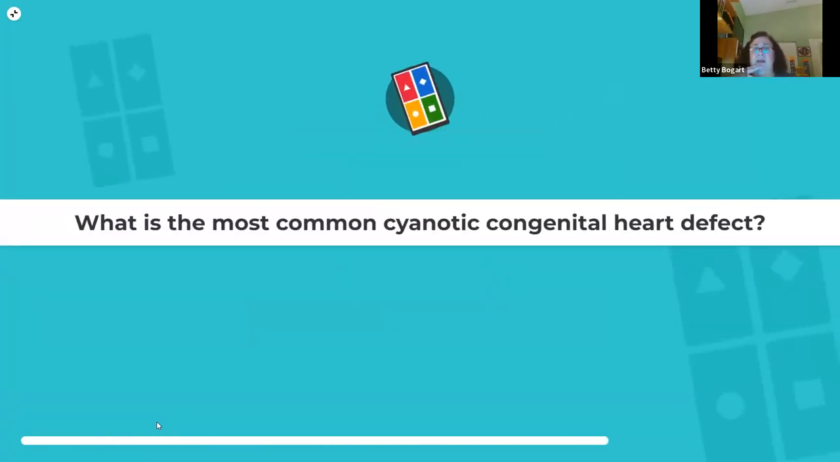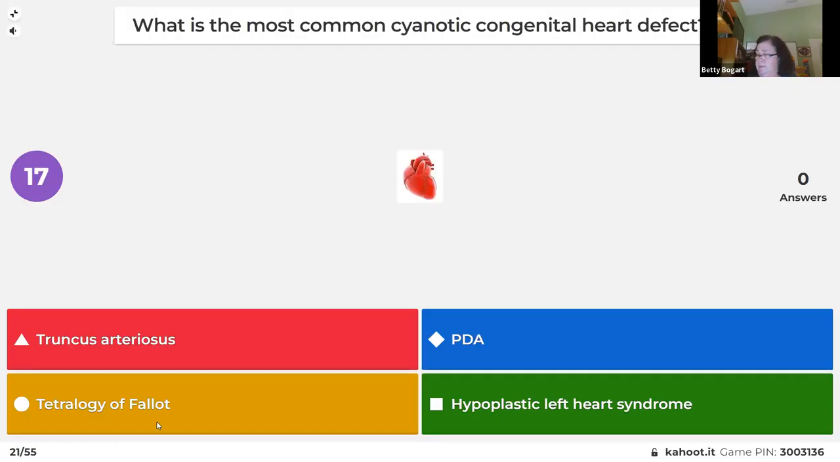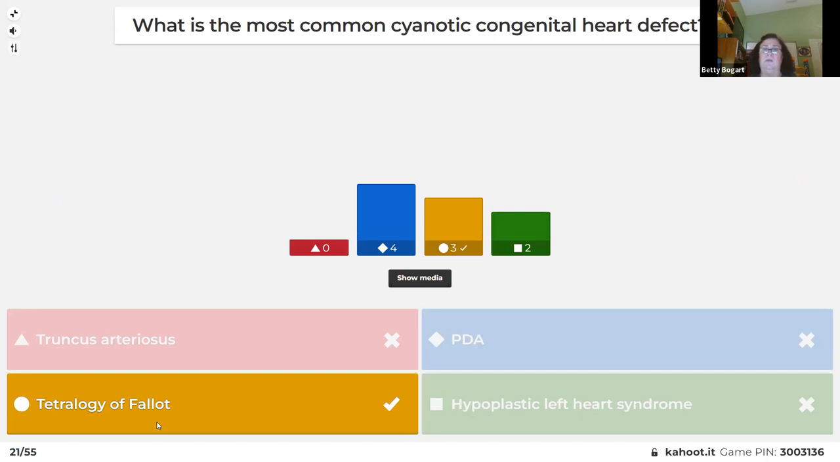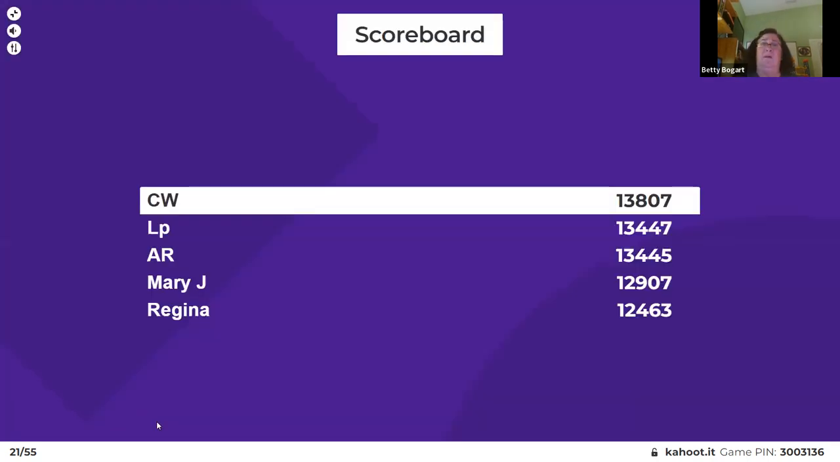What is the most common cyanotic congenital heart defect? I've said it, tetralogy of Fallot. PDA promotes oxygenation, okay? And hypoplastic left heart is a horrible condition, and thank God it's not the most common.